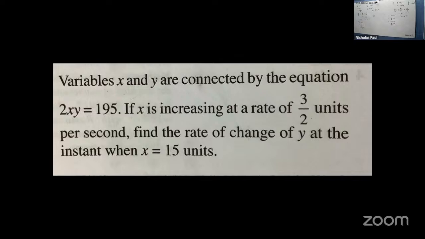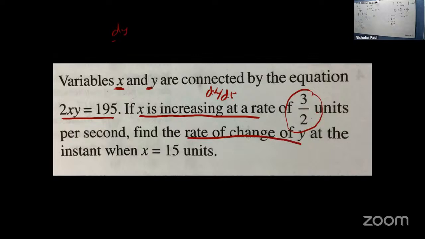Right, so let's just see what you have. Again, as you read the question, highlight the important stuff. X and Y, those are my variables. This is my equation. They gave me X increasing at a rate, so that is dx/dt. dx/dt is this value. They want me to find the rate of change of Y, so they want me to get dy/dt. So I'm splitting it up.